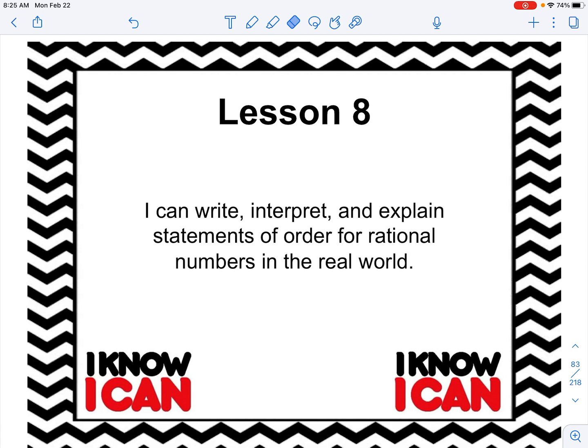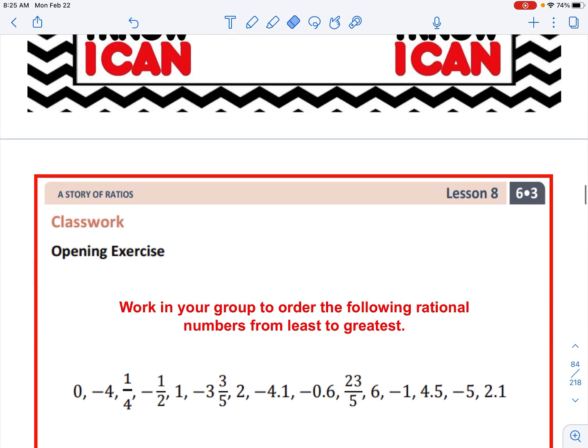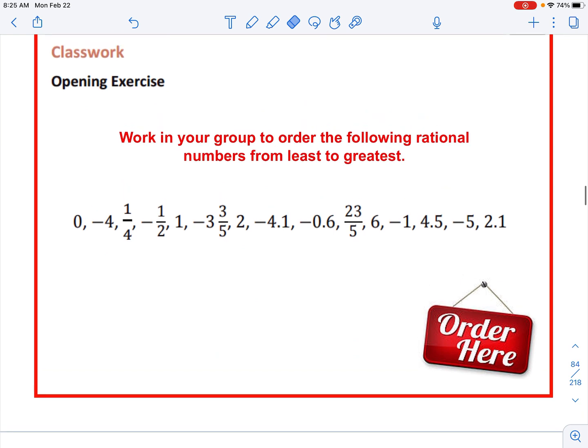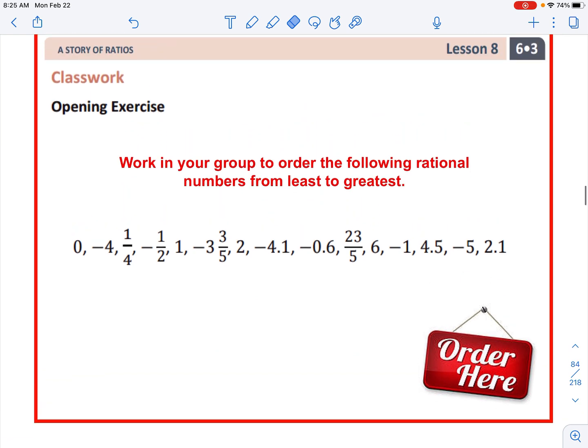We are going to go ahead and get started with Lesson 8. Lesson 8, again, focuses on ordering rational numbers and integers in order from least to greatest. So today's objective tells us: I can write, interpret, and explain statements of order for rational numbers in the real world. Okay? So, what I want you to do, this is the opening exercise.